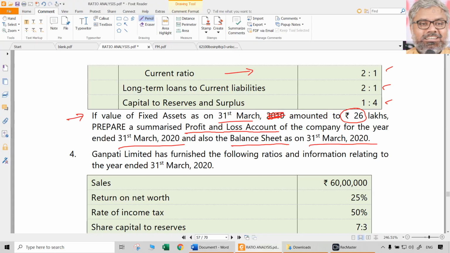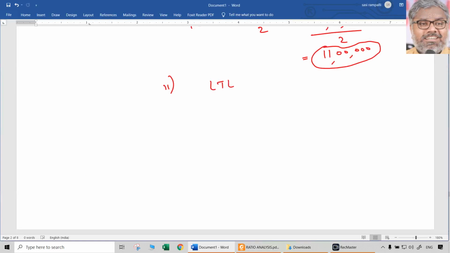Then long-term loans to current liabilities is 2:1, he says. That means long-term loans will be 2 times the current liabilities, naturally, which will be 22 lakhs. That is one more piece of information.